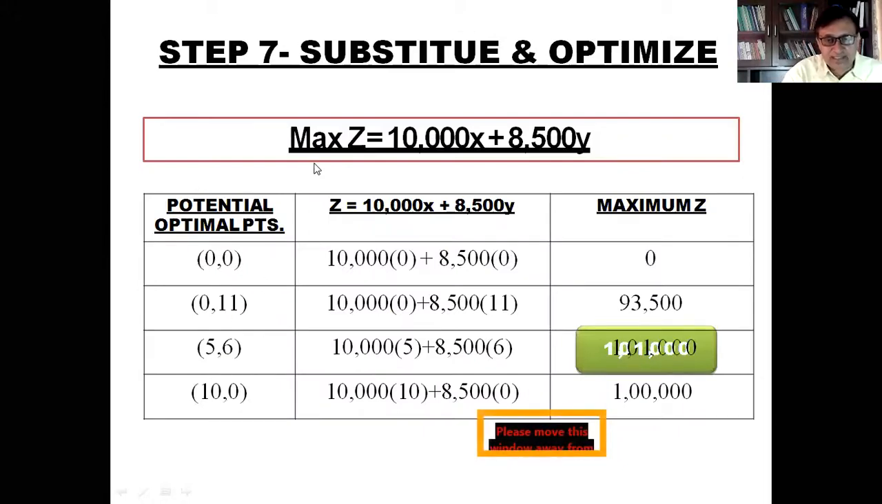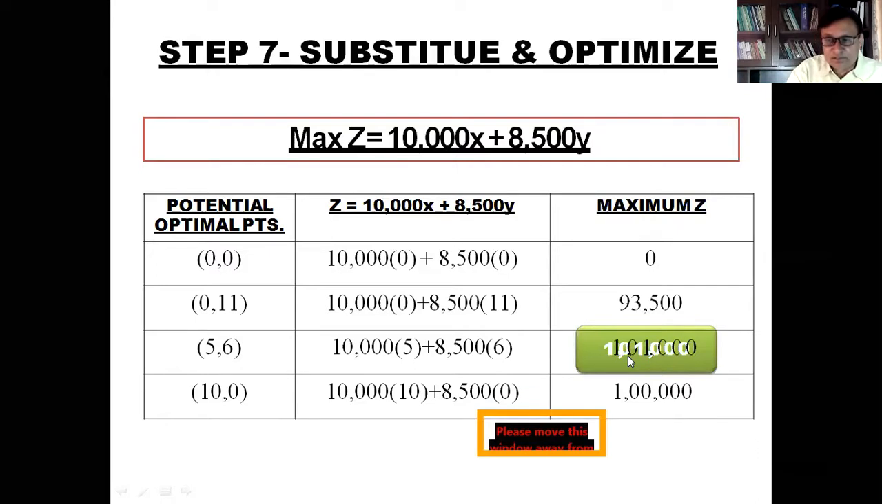Now we will be putting these points in a tabular format in the objective function. If you put these 0 values in the objective function, the value will be 0. If you put 0 and 11, then 93,500. In third, 5 and 6, if you put these values, then 1,01,000 will be there. And if fourth point is there, 10 and 0, if you put it there, 1 lakh is there. So now we have to get the maximum value of these, that is 1,01,000.